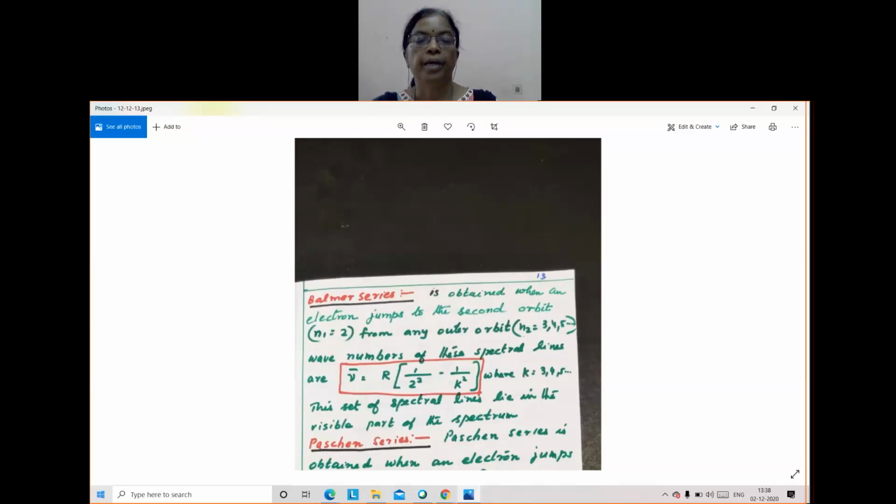ഏത് ലെവലിലേക്കാണ് ഇലക്ട്രോൺ ജമ്പ് ചെയ്യുന്നത്? n equal to mm. Remisa is there? Remisa? ഇല്ല. സേത് പാർവതി? സേത് പാർവതി?